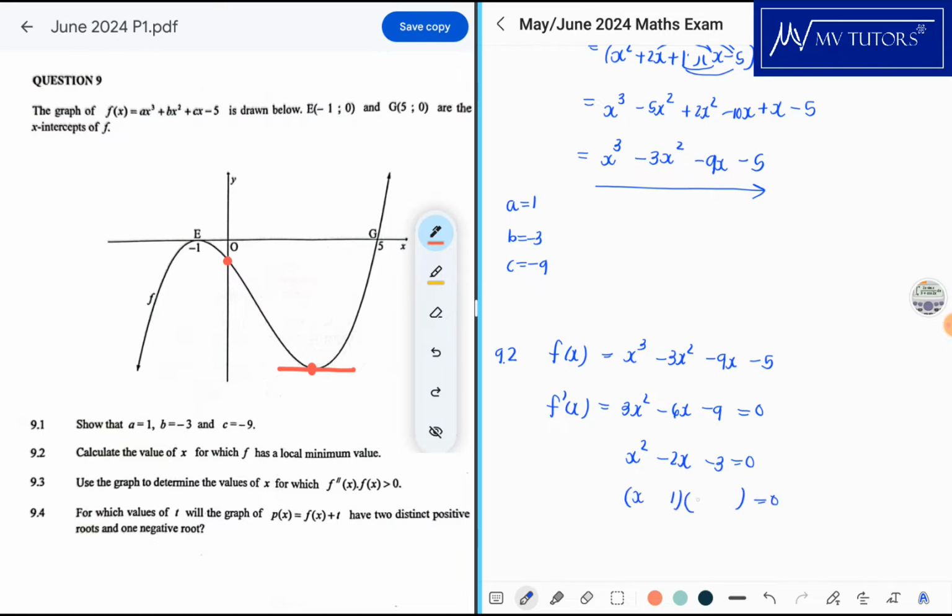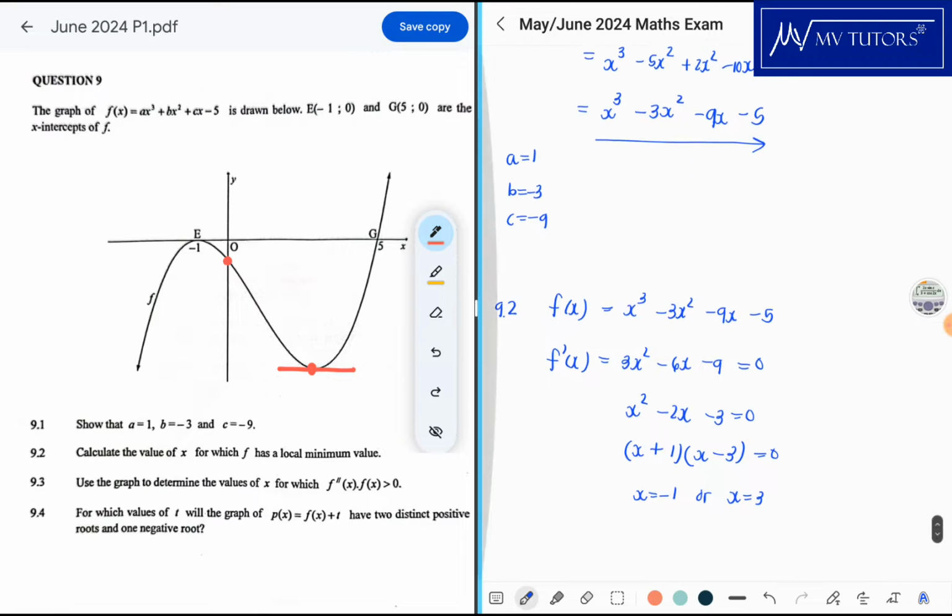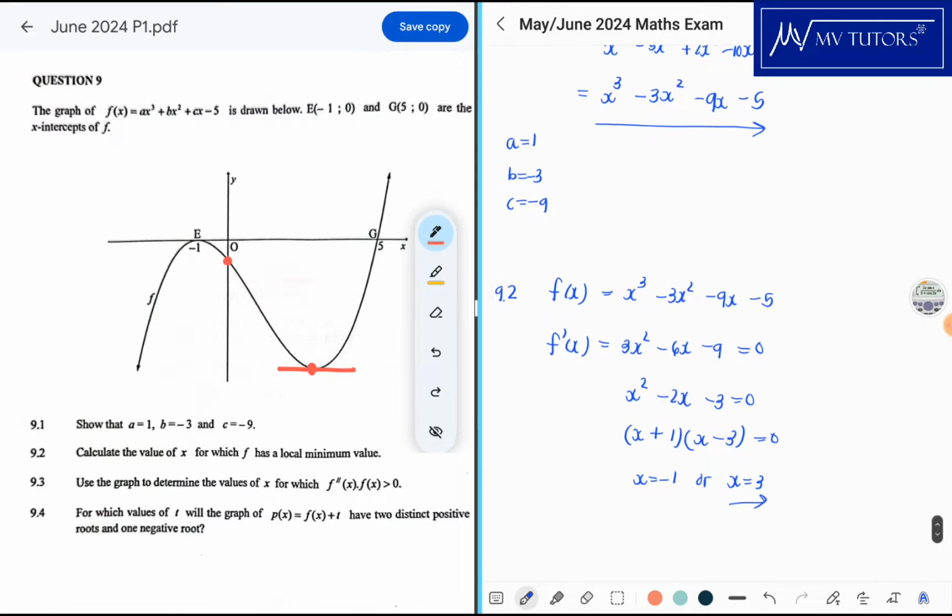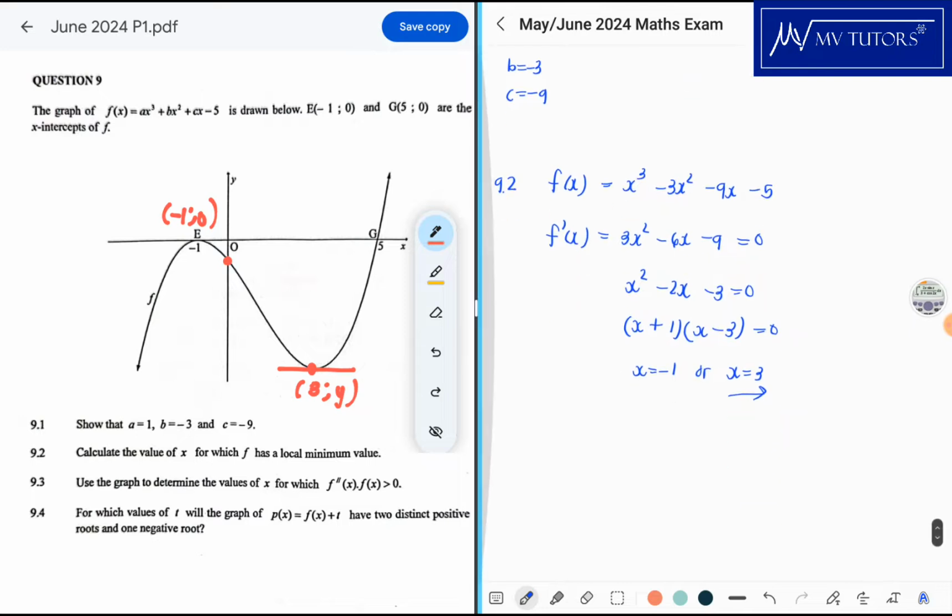Okay, so I have 1 and I have 3. Minus 3 plus 1 gives me minus 2. Therefore, x is equal to negative 1, or x is equal to 3. So what do they want? They want the value of x for which f has a local minimum. That will be x is equal to 3. Okay, so this value over here is 3 and a y value. And there we have minus 1 and 0. All right. That's 9.2.